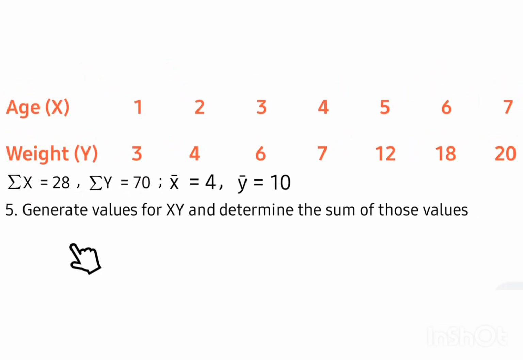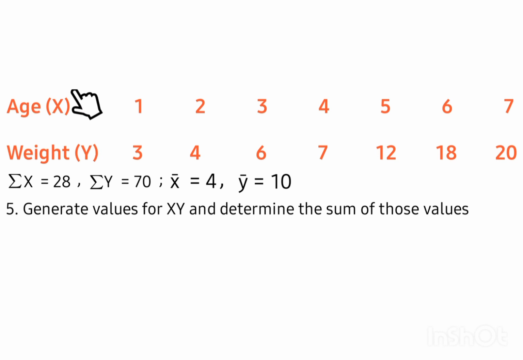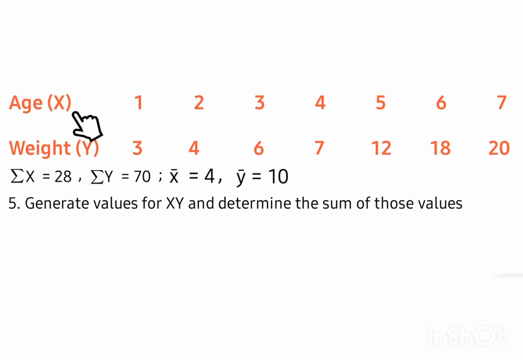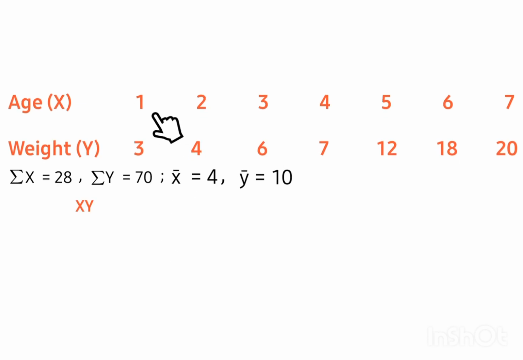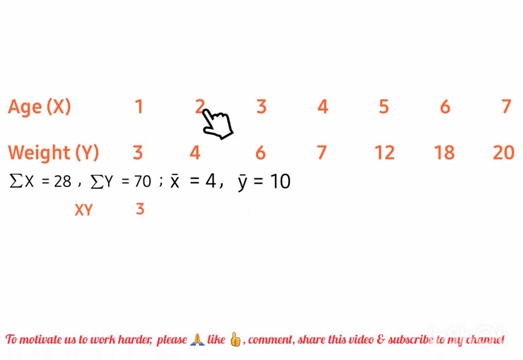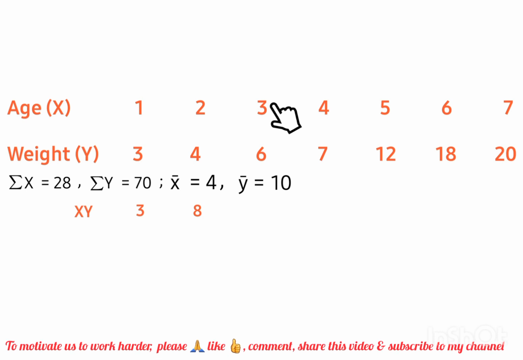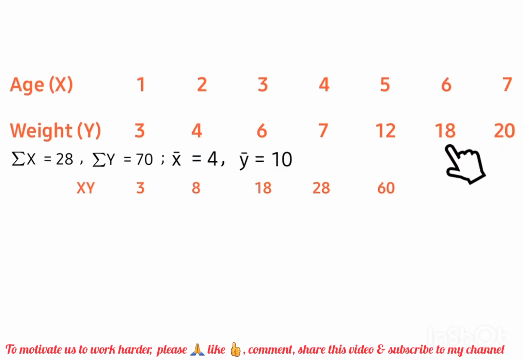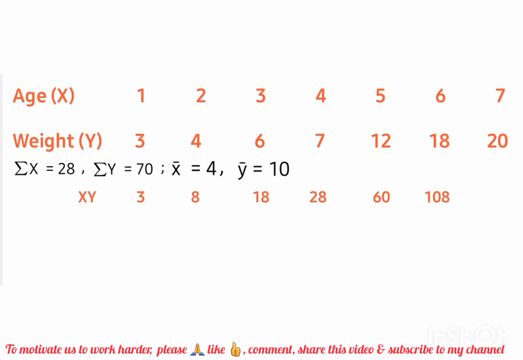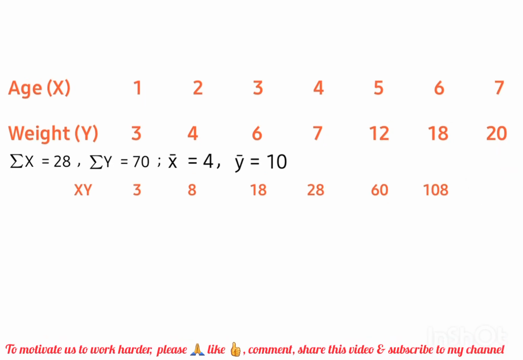Step 5 says, generate values for xy and determine the sum of those values. This takes us back to our table. xy simply implies the product of x and y. We title this series xy. For the first column, we have 1 times 3, which gives 3, followed by 2 times 4, 8, 3 times 6, 4 times 7, 5 times 12, 6 times 18 gives 108. Finally, we have 7 times 20, 140.